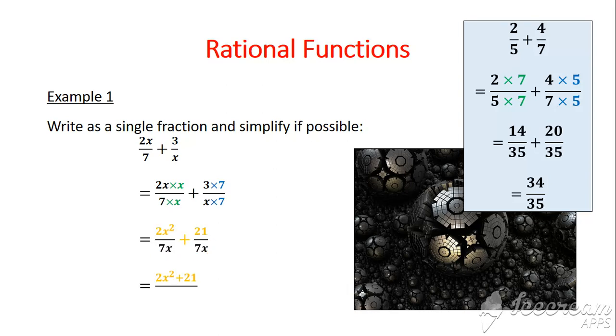And when we add them together, we're going to add the top parts to get 2x squared plus 21. These are unlike terms and we can't add them. So we just write 2x squared plus 21. And on the bottom, we get 7x. So we've got our final answer ready to go. We can't cancel and simplify that any further.